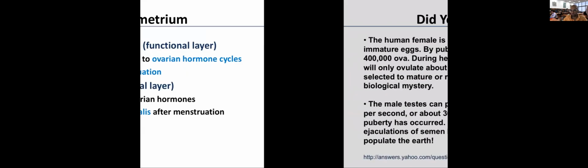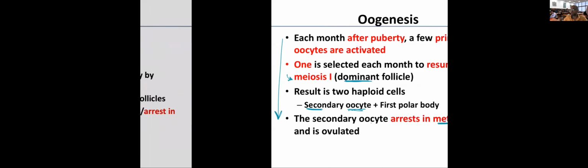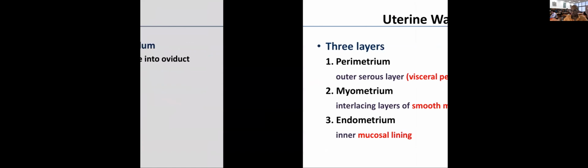All right, so again, 4 parts here that you need to focus on for the essay question. First one, it's the oogenesis, steps of the oogenesis. Second one, it's going to be the folliculogenesis. Third one is going to be the hormonal interaction. And the last one is going to be the uterine cycle or the menstrual cycle.